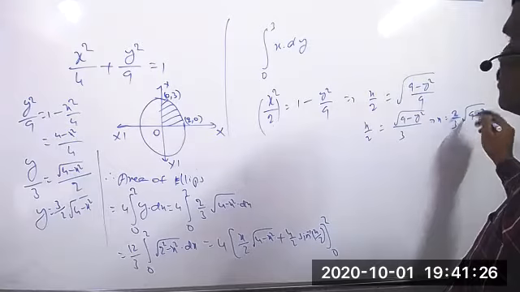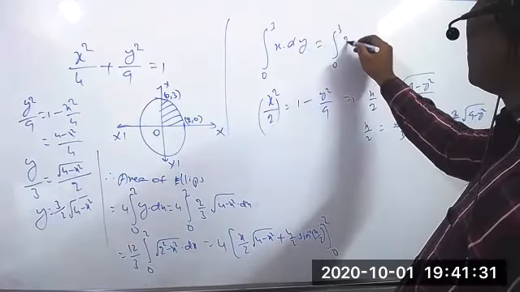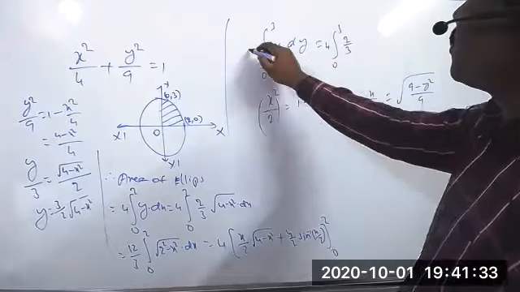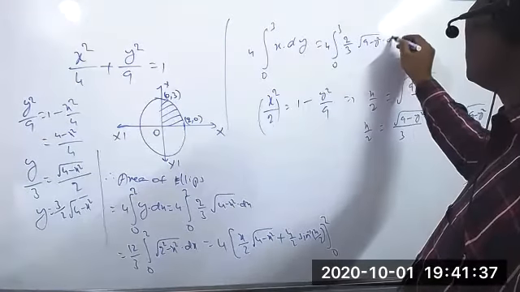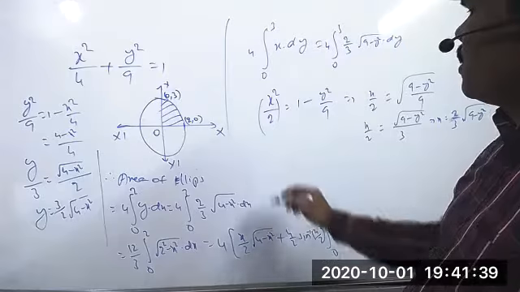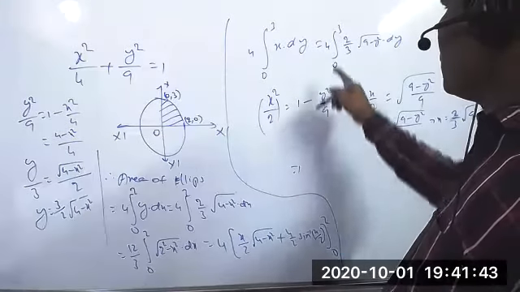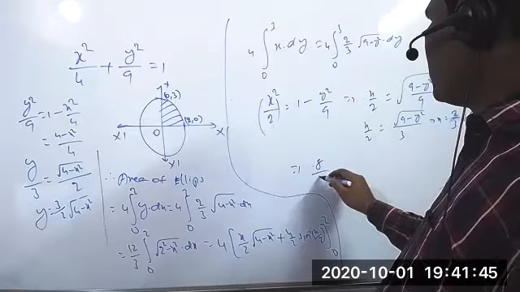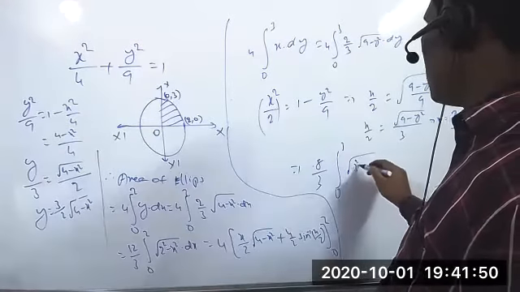Now this function you can substitute. So integration of 0 to 3, 2 by 3, here also you can write 4, into root of 9 minus y square into dy. That implies 2 fours are 8, so we get 8 by 3 into integration of 0 to 3 root of 3 square minus y square into dy.